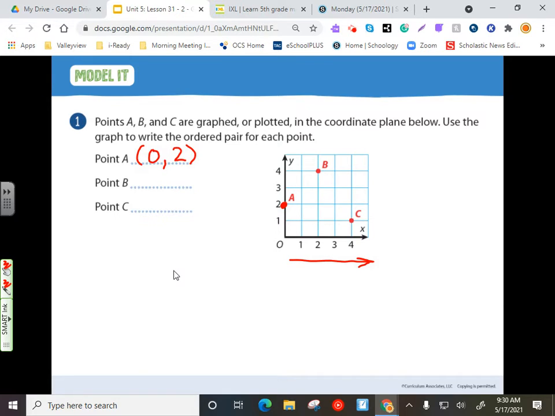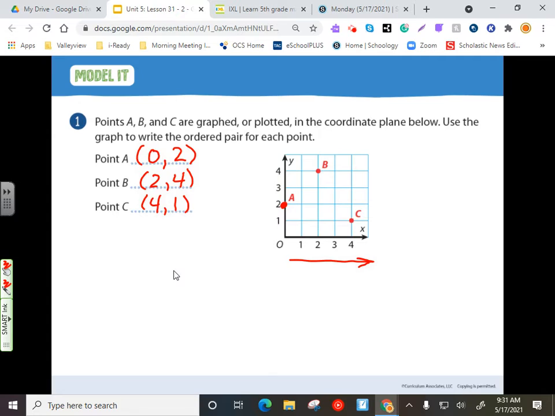So that's 0, 2. For B, this one did move over 2 spots on the x-axis, and then it went up 1, 2, 3, 4 spots on the y. And this one went over 4 on the x-axis, and it went up 1 on the y-axis. So again, you plot your x's first, then do your y's, and you should have no problem with that.